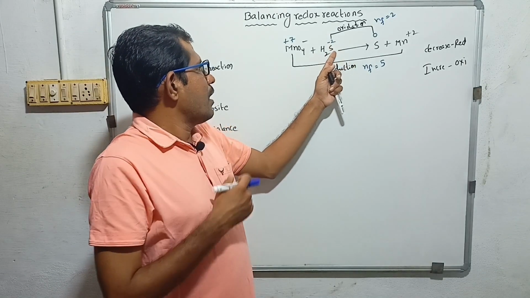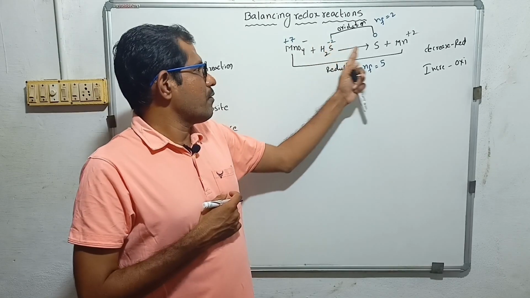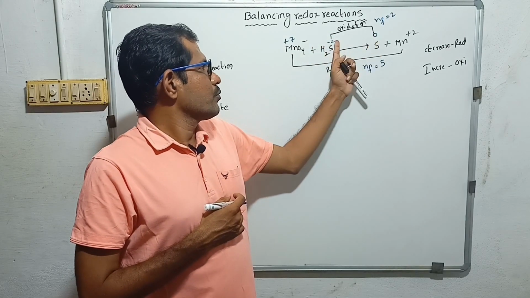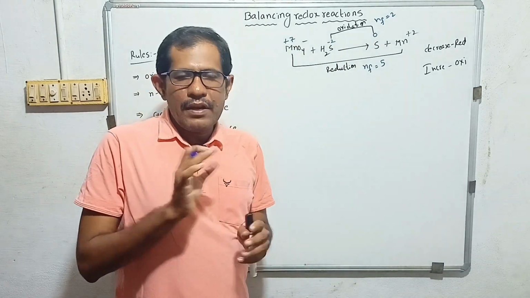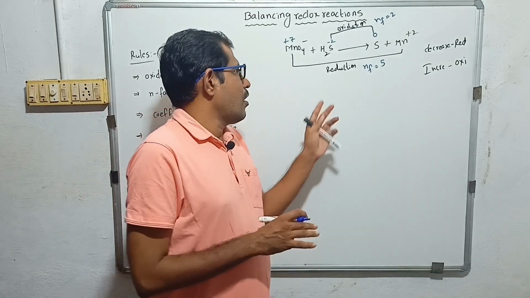Now coming to hydrogen sulfide and sulfur, the change in the oxidation number. How much here? It is 2. So the n factor is 2. The third step, we need to assign the n factor oppositely.